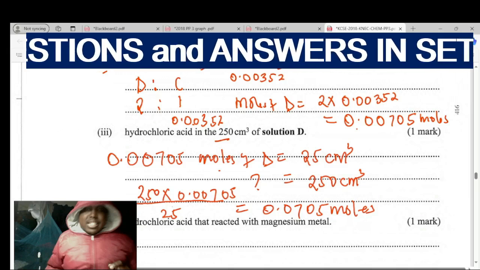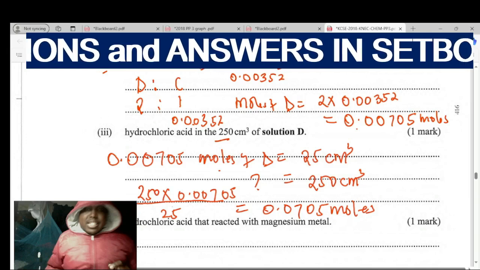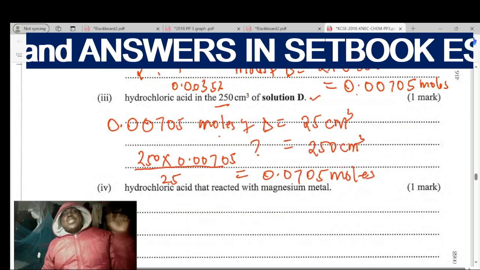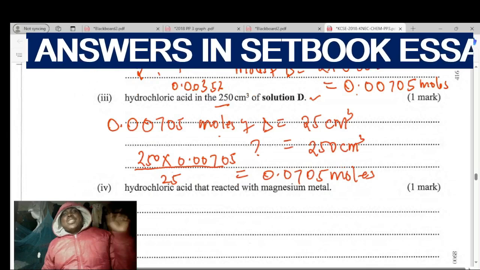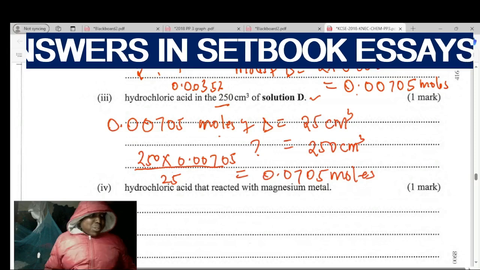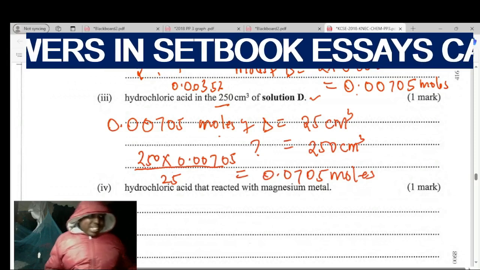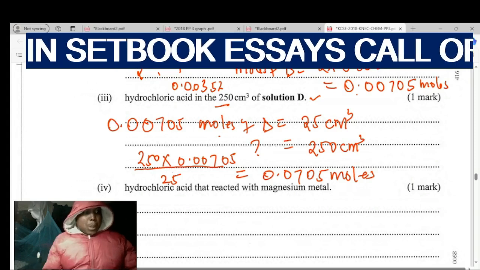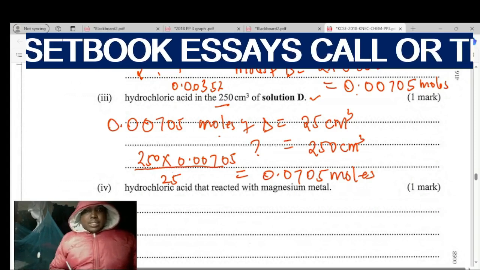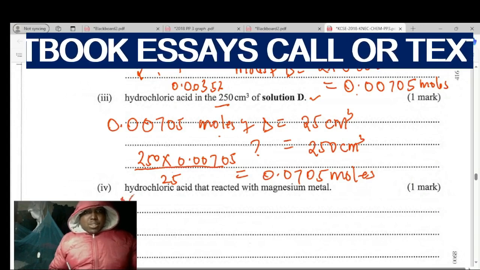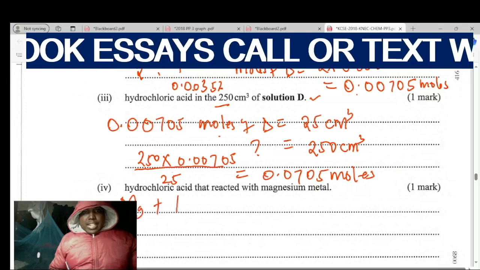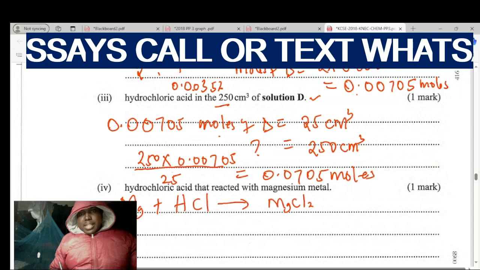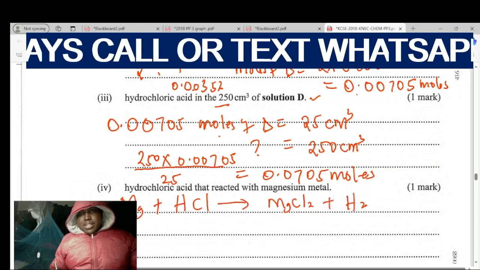Now calculate the number of moles of the acid that reacted with magnesium metal. Sasa tunatuuliza tu ile magnesium metal yenye react into kianza procedure 1. Na hapa kuna information unafaa kujua. The information you need to know is very important here. Remember, magnesium reacted with HCl in the ratio. So you need to write the equation and check now. So magnesium reacted with HCl to form magnesium chloride plus hydrogen gas. We put it to here.